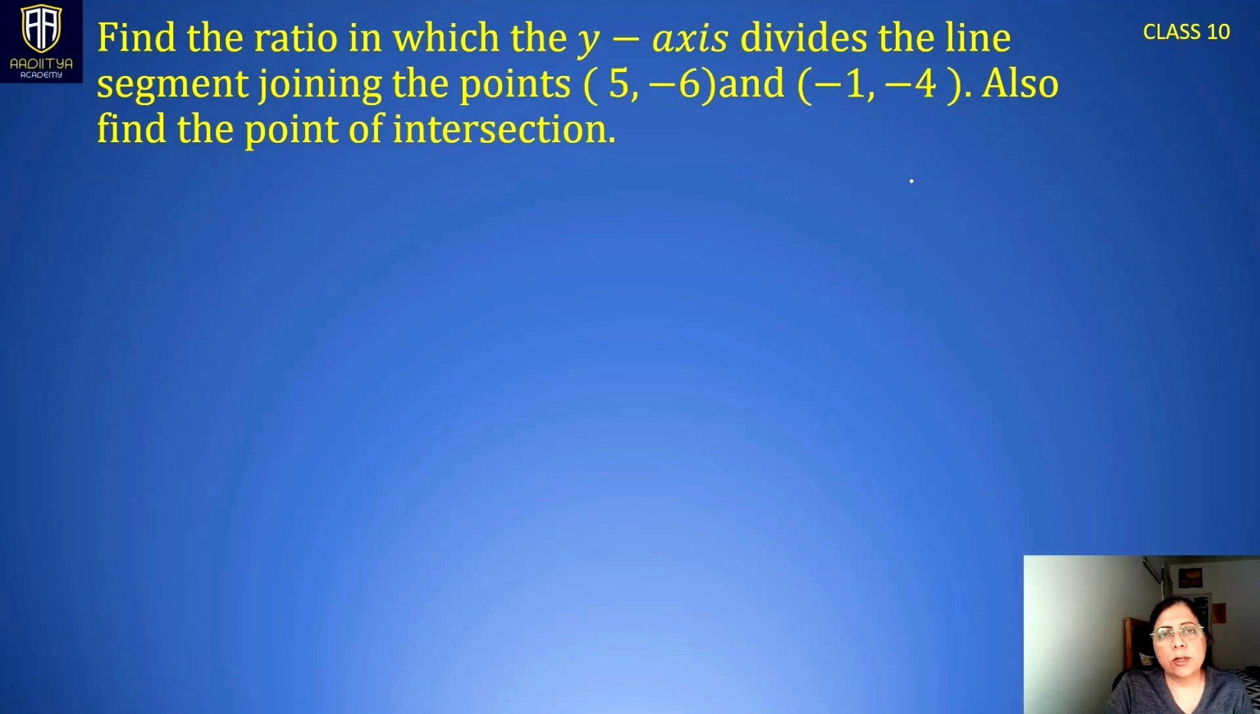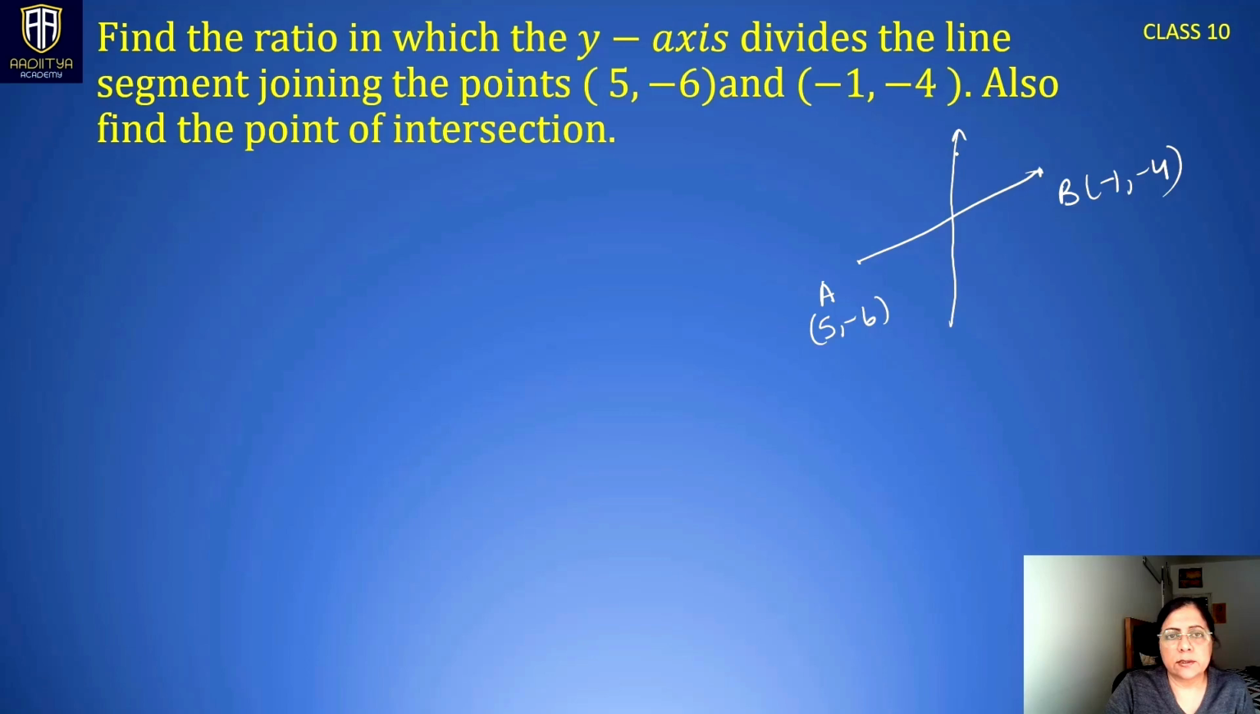Try to visualize this because it becomes easier. This is your y-axis. Let's say you have a point A which is (5, -6). I'm not locating it exactly. Don't be misguided, since x is positive and y is negative, it should not be here. I'm just making a rough picture. B is (-1, -4). Now it says find the ratio in which the y-axis divides the line segment joining the points A and B.